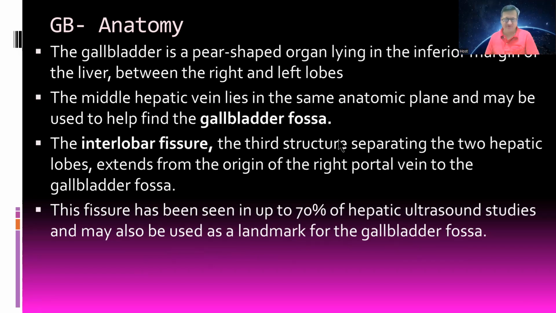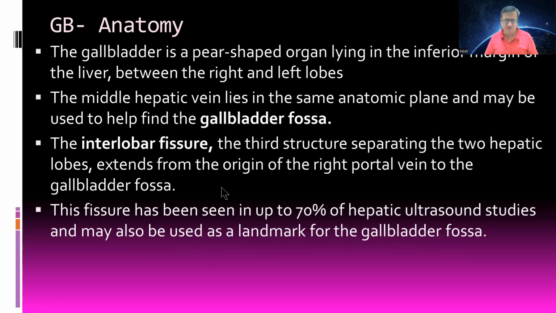The middle hepatic vein lies in the same anatomical plane. So that is the gallbladder in the same anatomical plane as that of the middle hepatic vein, and so it may be used to locate the gallbladder fossa. If you are unable to search the gallbladder, then you can use the middle hepatic vein.